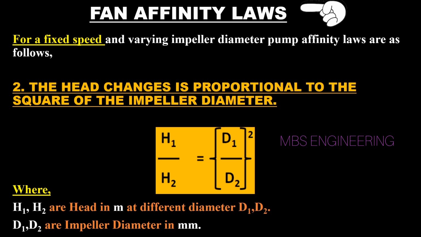Next, we learn about the formula for pump affinity laws. For a fixed speed and varying impeller diameter, pump affinity laws are as follows. The second affinity law for the pump: the head changes in proportion to the square of the impeller diameter. The head, H1 divided by H2, is directly proportional to the square of impeller diameter, D1 divided by D2. Where H1 and H2 are pump heads in meters at different diameters D1 and D2. D1 and D2 are impeller diameters in mm.